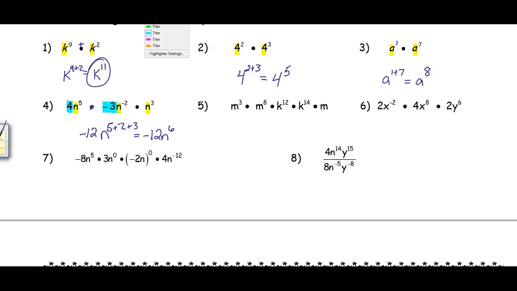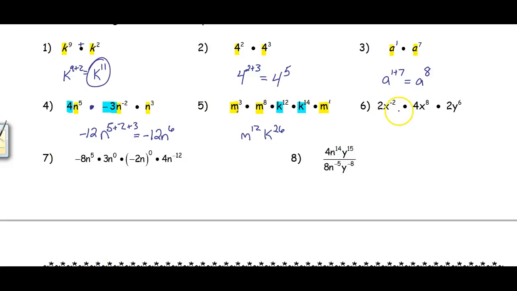So here we have different bases, but that's okay. Okay, m and m, we're going to go ahead and add those exponents together. And here we have k and k. So m, 3 plus 8 is 11, plus 1 is 12. So then k, 12 plus 14, 26.